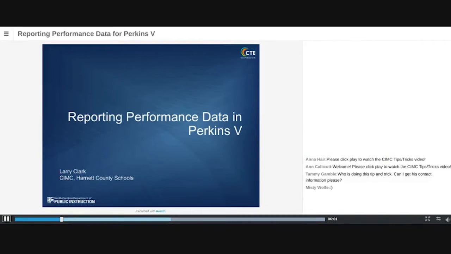So whenever we first started talking about Perkins 5 and how things were going to pan out with different concentrators, and we really didn't know what we were going to be looking at as far as reporting performance data, I started rattling around in my head, how am I going to give this information to the stakeholders in my district? And a lot of the things that you're going to see today are going to be local reports that I do for my folks here in district.